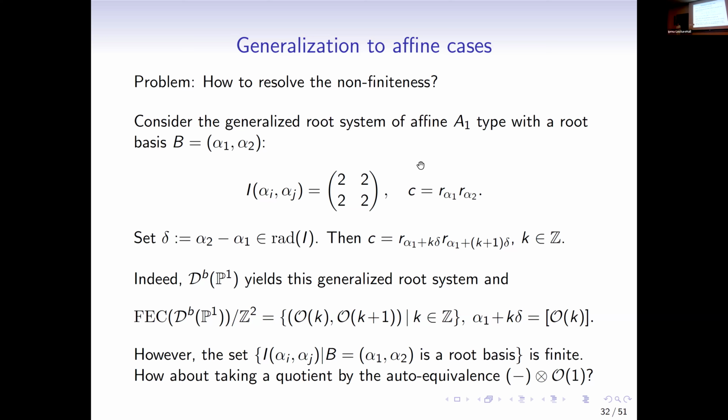But on the other hand, the interesting point is this observation: the set of quantum matrices is finite. So from this calculation, it is very natural to consider taking a further quotient by this autoequivalence. Then in this case, we get 1.